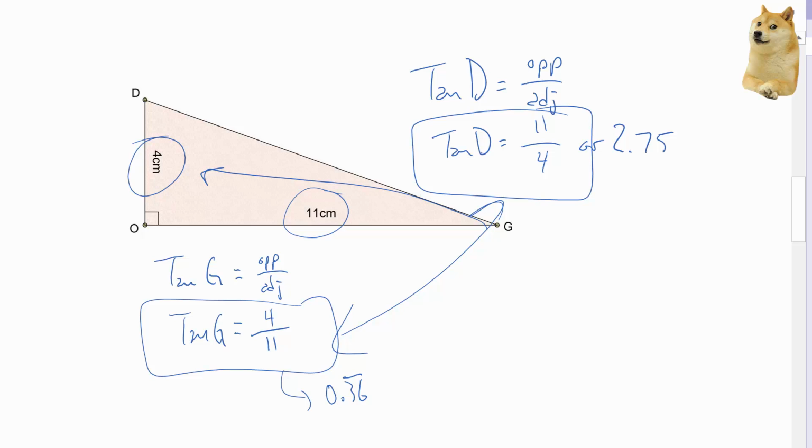Now, since every angle measure has a unique set of side ratios, this means that the tangent ratio of 2.75 must be unique to one specific angle.